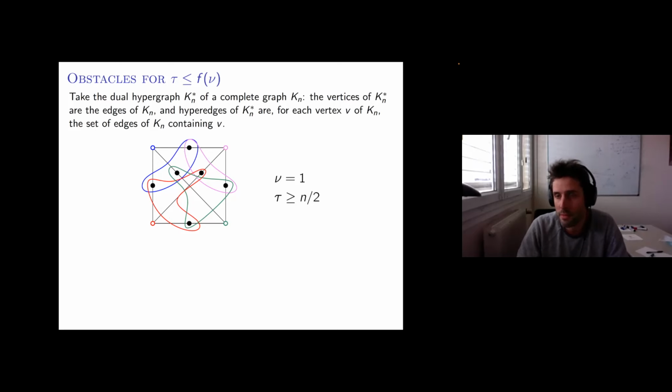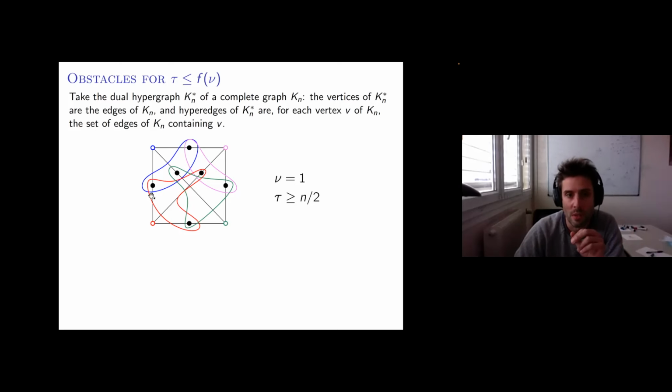So K4 has 4 vertices and 6 edges. So the dual has 4 hyperedges and 6 vertices. And you can ask what tau and nu are. Well, if you take any 2 hyperedges, they would correspond to vertices of Kn. And these 2 vertices have a common edge. And this common edge must be some vertex that is in the intersection of the 2 hyperedges.